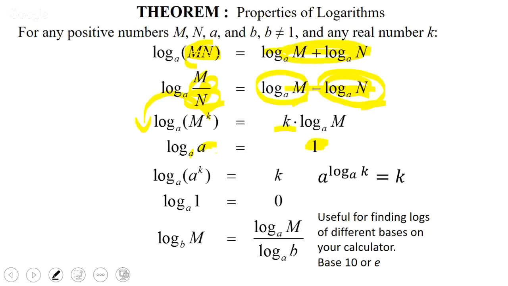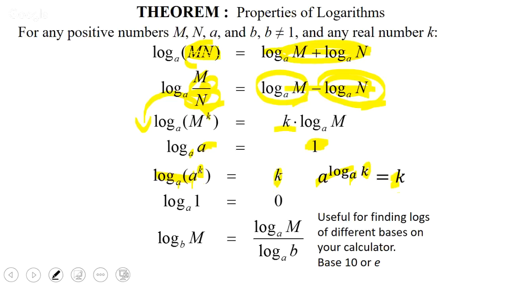And here we see that the log and the exponent, since the base is the same, the log and the exponent cancel each other out. Same thing for this one. The base is the same, so the log and the exponent cancel each other out, and that leaves you with k. The log and the exponent cancel each other out.